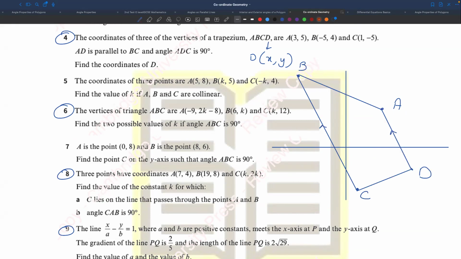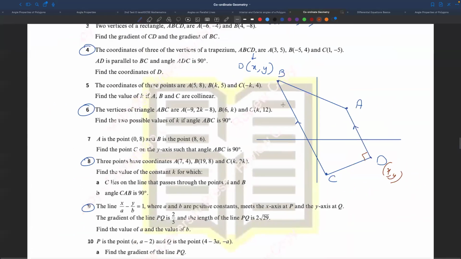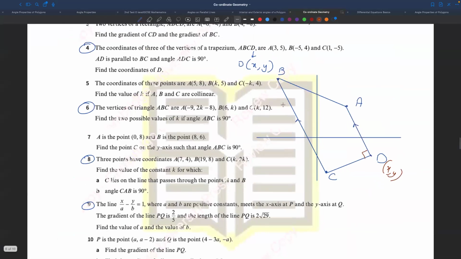Now it says ADC is 90 degrees. I make a 90-degree angle over here. I know the coordinates of A, and the coordinates of D you will write as x, y. Now I know a couple of things. I will be able to make two equations, how? From the parallel condition and also from the perpendicular condition.